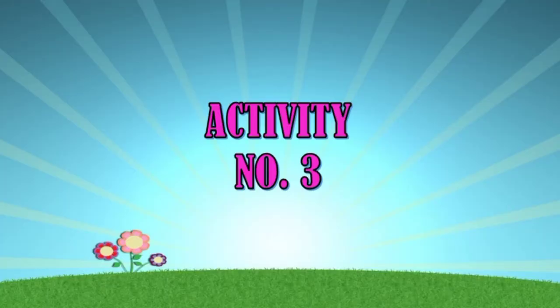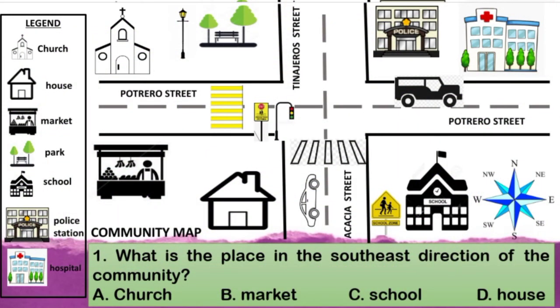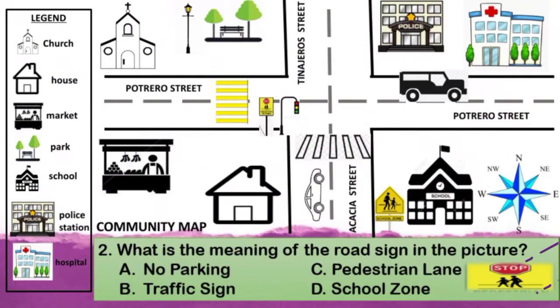For activity number 3, you are going to study and interpret the map. Answer the questions below and choose the correct letter. Number 1. What is the place in the southeast direction of the community? A. Church. B. Market. C. School. D. House. Number 2. What is the meaning of the road sign in the picture? A. No parking. B. Traffic sign. C. Pedestrian lane. D. School zone.